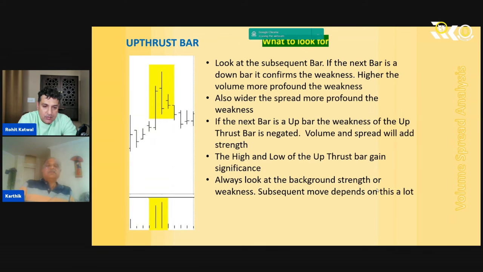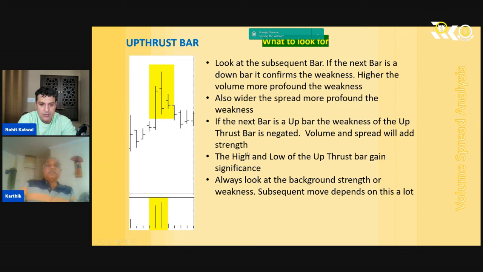Once you see this bar, what to look for? Again, like with candlesticks, we need confirmation. So you look at the subsequent bar. If the next bar is a down bar, it confirms weakness. The higher the volume, the more profound the weakness. If the next bar is a down bar on higher volume, the weakness is more profound. The wider the spread, the more profound too. If the next bar is again a widespread down bar, there will be more weakness.